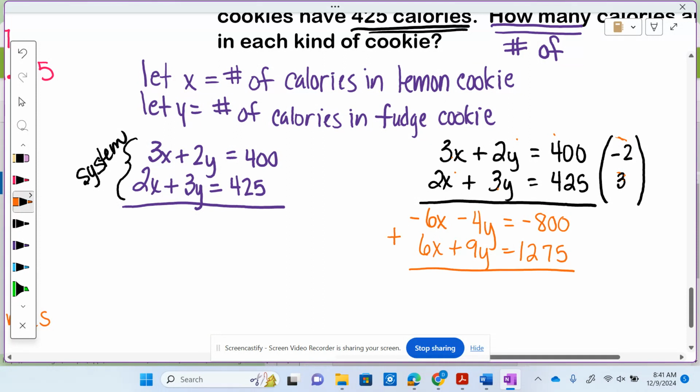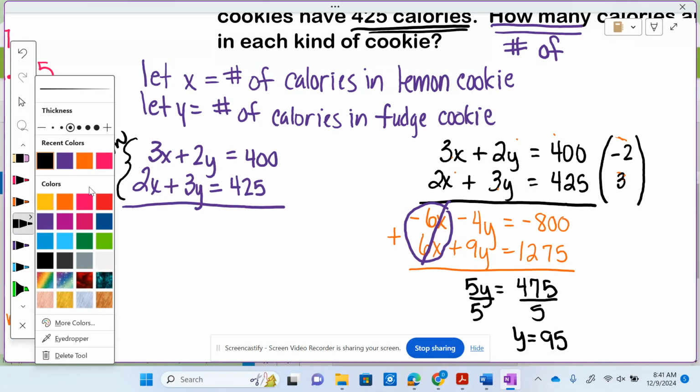So when we add these two equations together, we are going to eliminate our x's. -4y and a +9y equal 5y. -800 and a +1275 give me 475, right? Divide both sides by 5, and what do I get? Yeah, y equals 95. So that means that a fudge cookie has 95 calories.